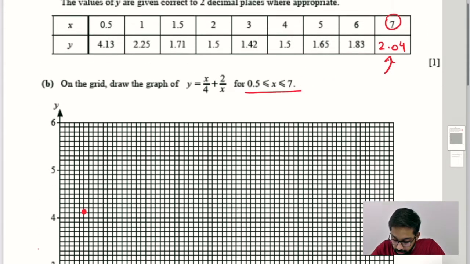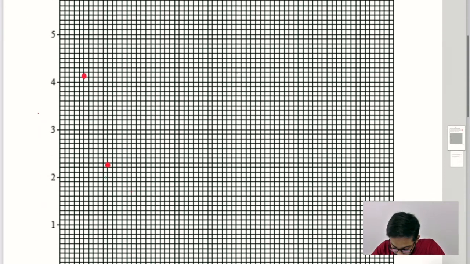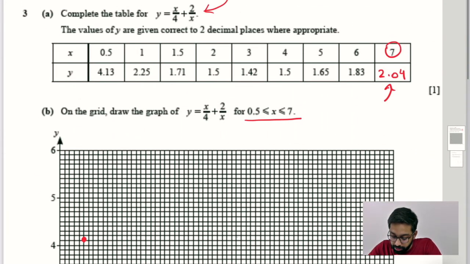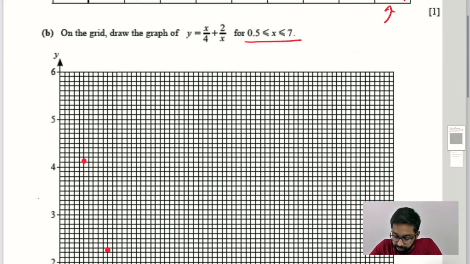Okay. The third point is 1.5 and 1.71. 1.5 is going to be here, and then 1, 2, 3, 4, 5, 6, 7, and 1. So it is going to be somewhere around here. Okay, the next part is 2 and 1.5. So 2 is going to be here, and then 1.5, 1, 2, 3, 4, 5. The point is going to be here. I hope these points are visible though.